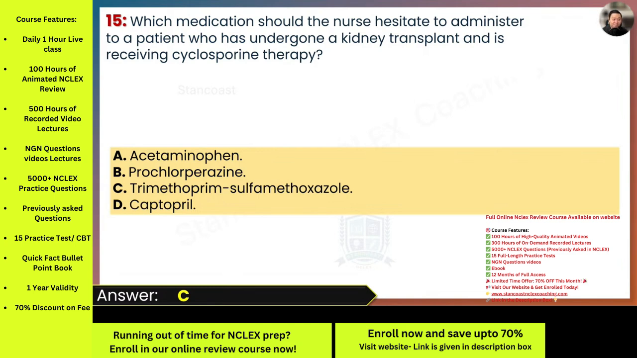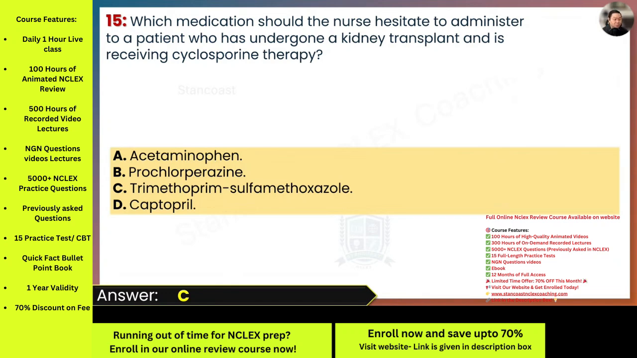Now, letter B, prochlorperazine, which is Compazine. This is an anti-nausea medication. It does not present any contraindication for kidney transplant patients. But you got to be cautious though, especially if the patient may have an existing liver condition.